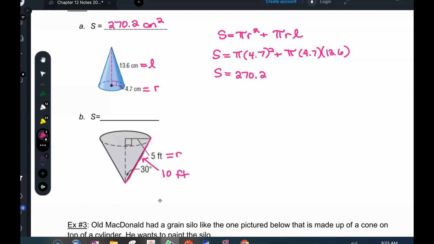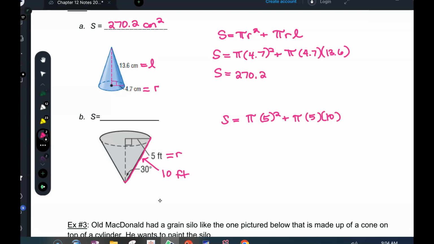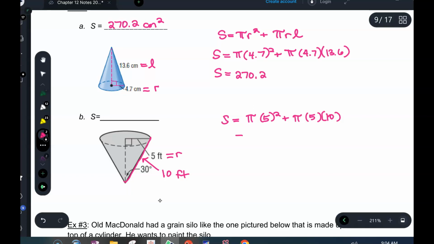Okay, so pi times 5 squared plus pi times 5 times 10. If we had to write this in exact form, this would be 25 pi plus 50 pi. So what's 25 plus 50? 75. So 75 pi. Let's see what that is.